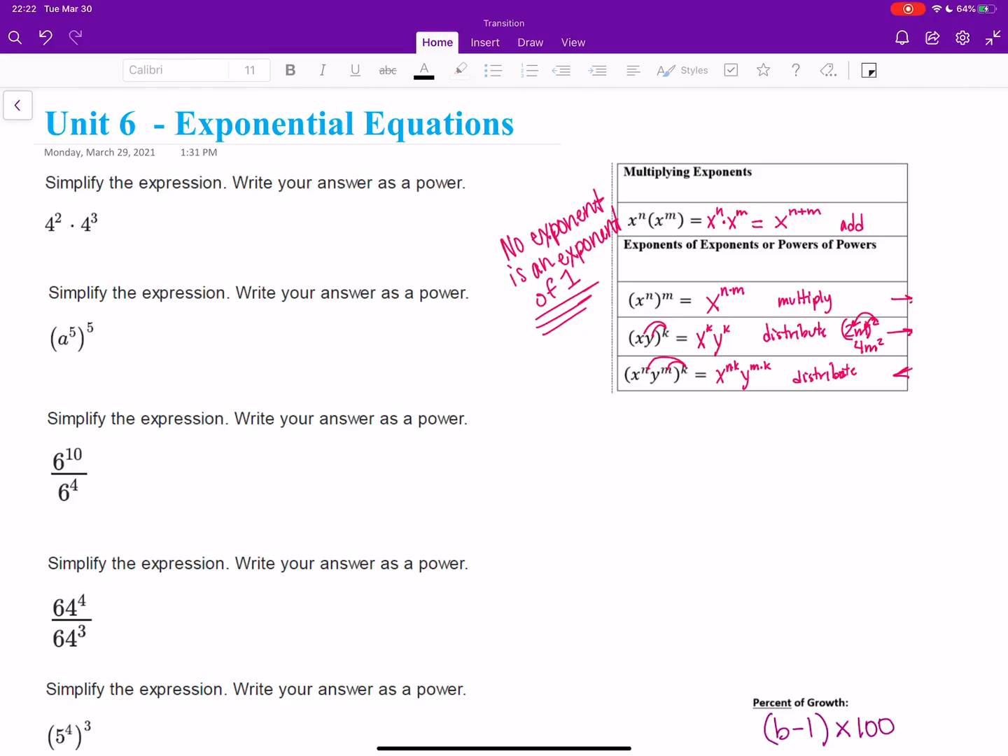In this lesson, I want to briefly touch on some of the main topics from Unit 6 on exponential equations. We looked at some basic exponent properties and writing and graphing exponential equations. This is just a brief overview of some of the topics that are going to be on the test.